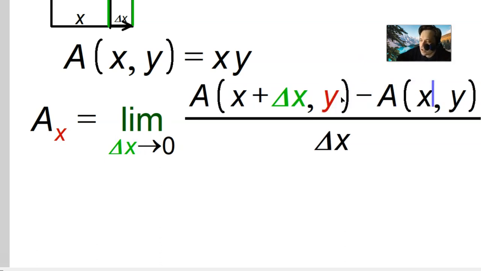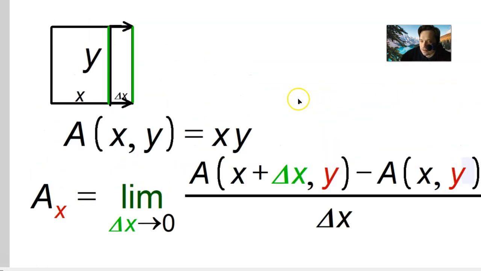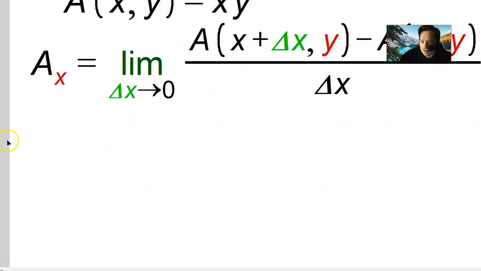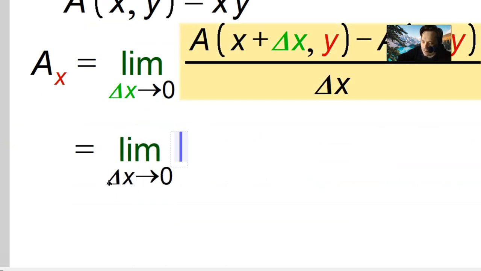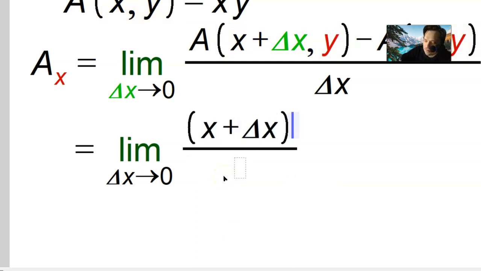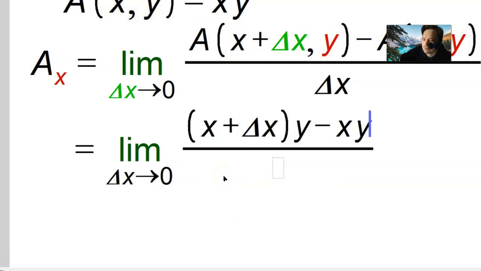This is y. This is y. It doesn't change. I hope you see that. So that's like going back to the picture. It's y here, and then when you move over to here, that's still y. It doesn't change. Okay, so now let's go on to the next part. I'm going to have the limit, so delta x is going to 0. And actually, let's replace now. Because we have a function that's just x times y, I can literally just say x plus delta x times y minus xy. So that's just delta x in the bottom now.